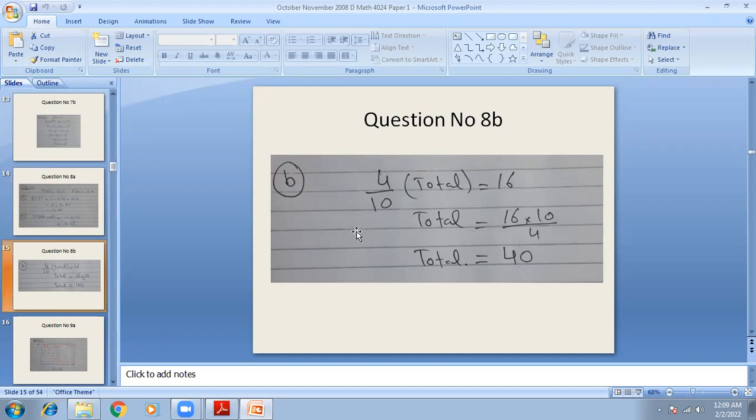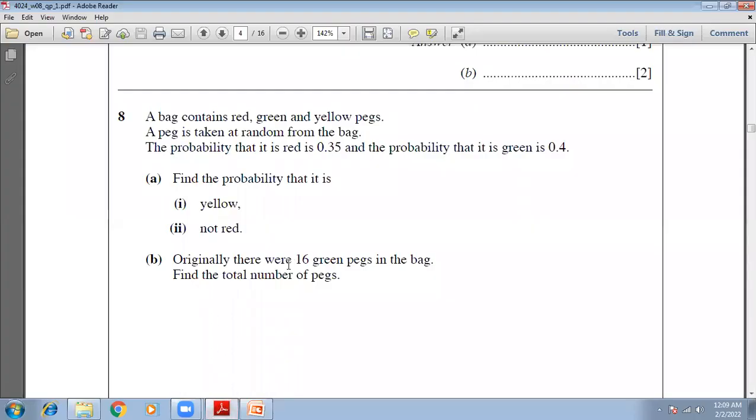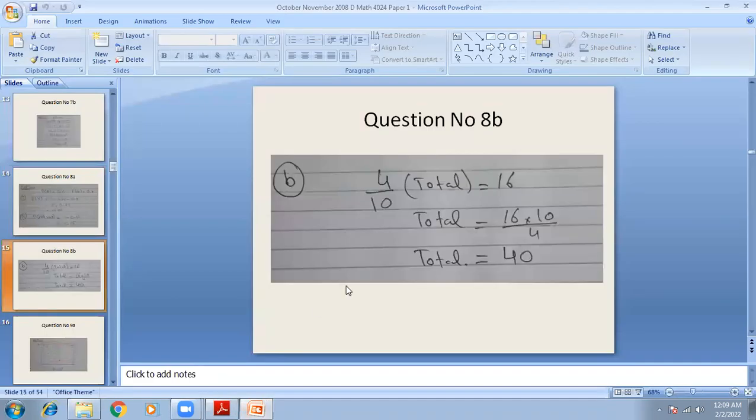So 4 by 10 of the total is 16, because in the question he told us there are 16 green. So 4 by 10 of the total is green, and that number is 16 basically. So the total will be 16 multiplied by 10 divided by 4. So 4 and 16 can be cancelled with each other. So you will have 4 multiplied by 10, and that will be 40. So the total number is 40.